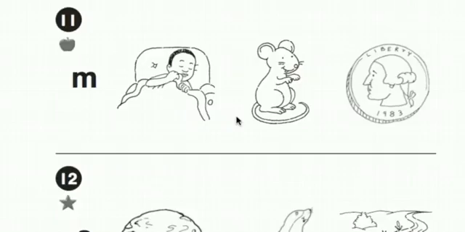At the top of your paper, you should see an elephant. Underneath the elephant, you see the number 11 and an apple. Look at the letter M. What sound does it make? Now listen to the names of the pictures. Nap, mouse, coin. Circle the picture whose name begins with the sound.